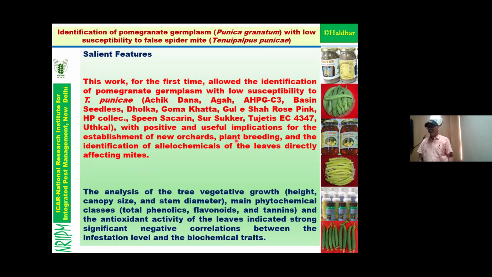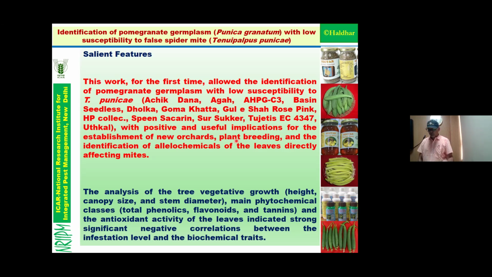That is presented, sir. I also worked on pomegranate, and in pomegranate, sir, mite is the major problem. So the institute has 165 germplasm. We took them for preliminary screening, and then we took the final screening, and we found Achik, Dana, Aga. Already released varieties are also included, and germplasm was collected from all over India.